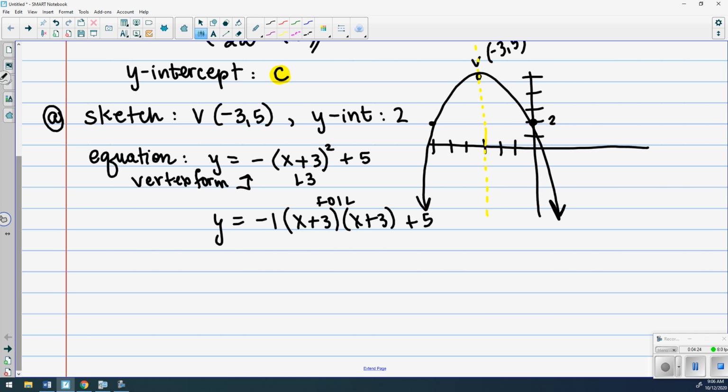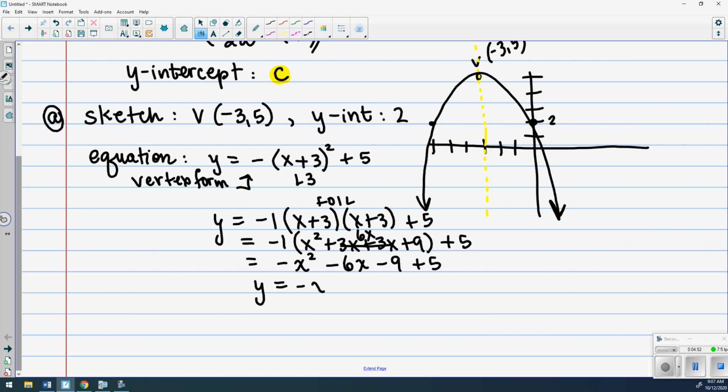First, outer, inner, last. X times x is x squared. Outers, inners, and then last. I still have this plus 5 and the negative 1 times all of that good stuff. 3x plus 3x is 6x. And now I'm going to distribute in the negative 1. Negative x squared minus 6x minus 9 plus 5. I'm done here. Y equals negative x squared minus 6x minus 4.